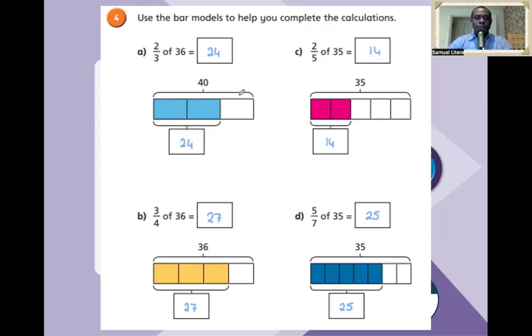So here it means if you have 3 parts and then you're taking 2 parts of that, that's 40. So it means if you have 40 as the whole lot and then you divide 40 divided by 3, that should be 24, 24 for the 2 parts. Okay, you could do this without the bar model.